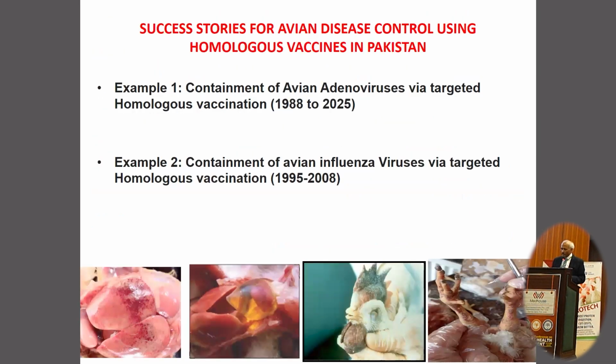Now, just to share with you our experience from when I was doing my job at NRC, the Representative Research Concept. I worked there for 35 years as a chief scientist, virologist. So that's my experience of developing homologous vaccines and controlling some diseases. I'm going to share with you two events.